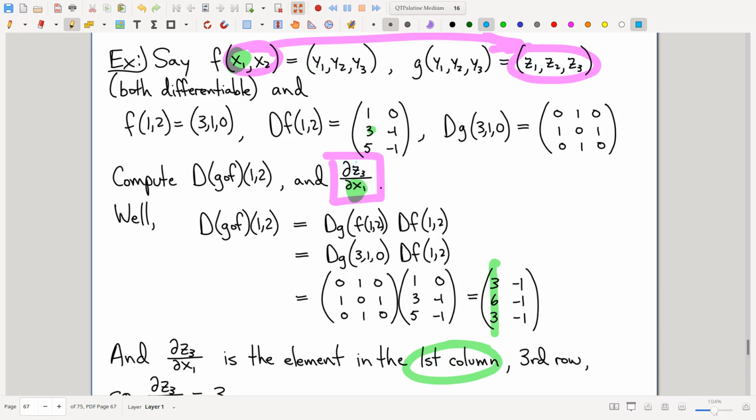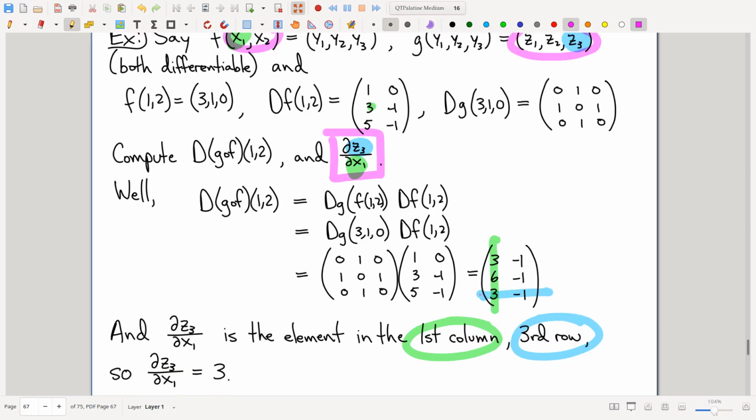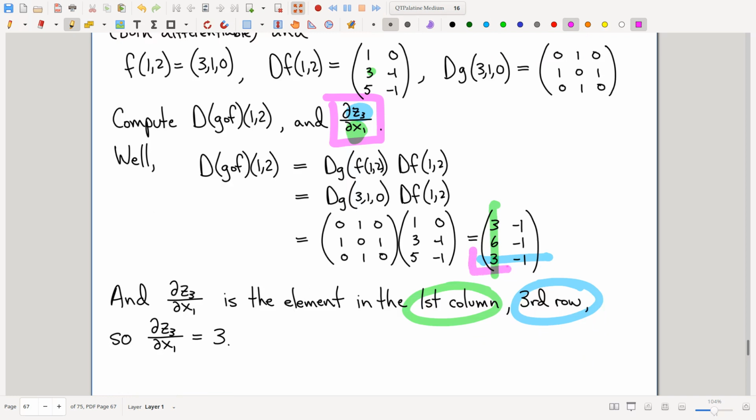We're taking the partial of Z3. That's the third output. Outputs correspond to rows of the derivative matrix. Everybody remember that? It corresponds to rows, right? So third output, we pick the third row. And what we need then is that element of the derivative matrix we just computed. So that partial derivative is 3.